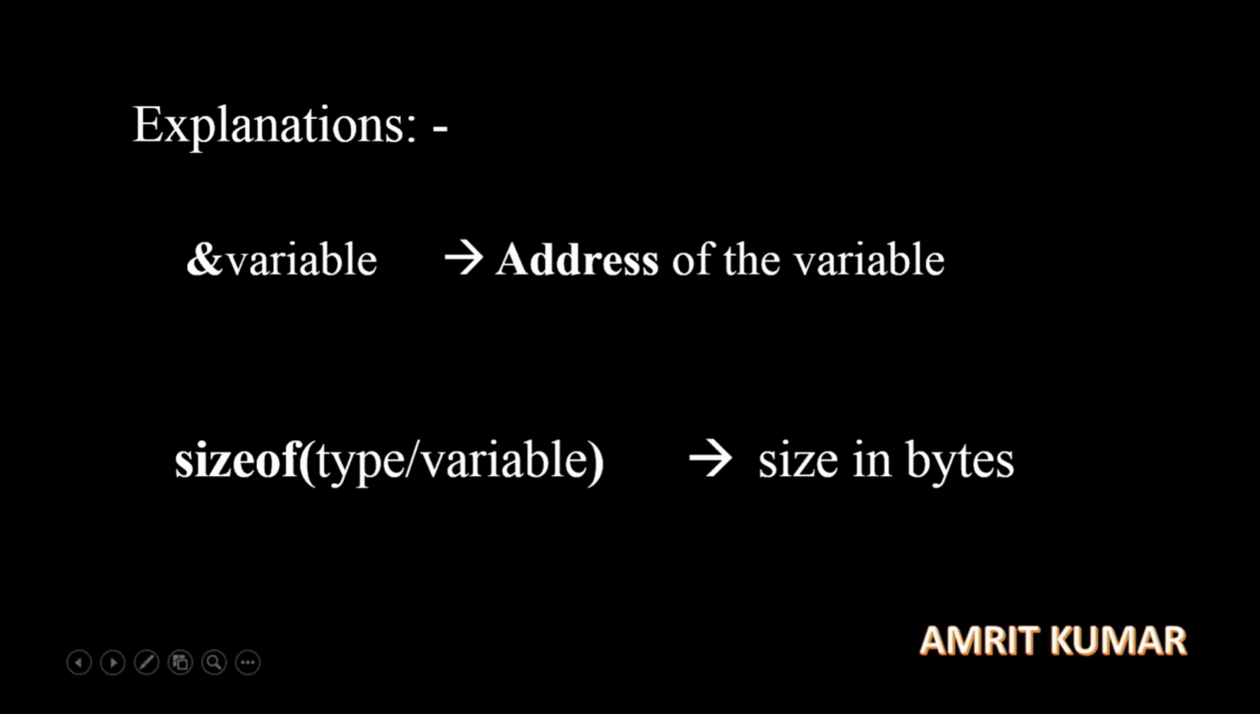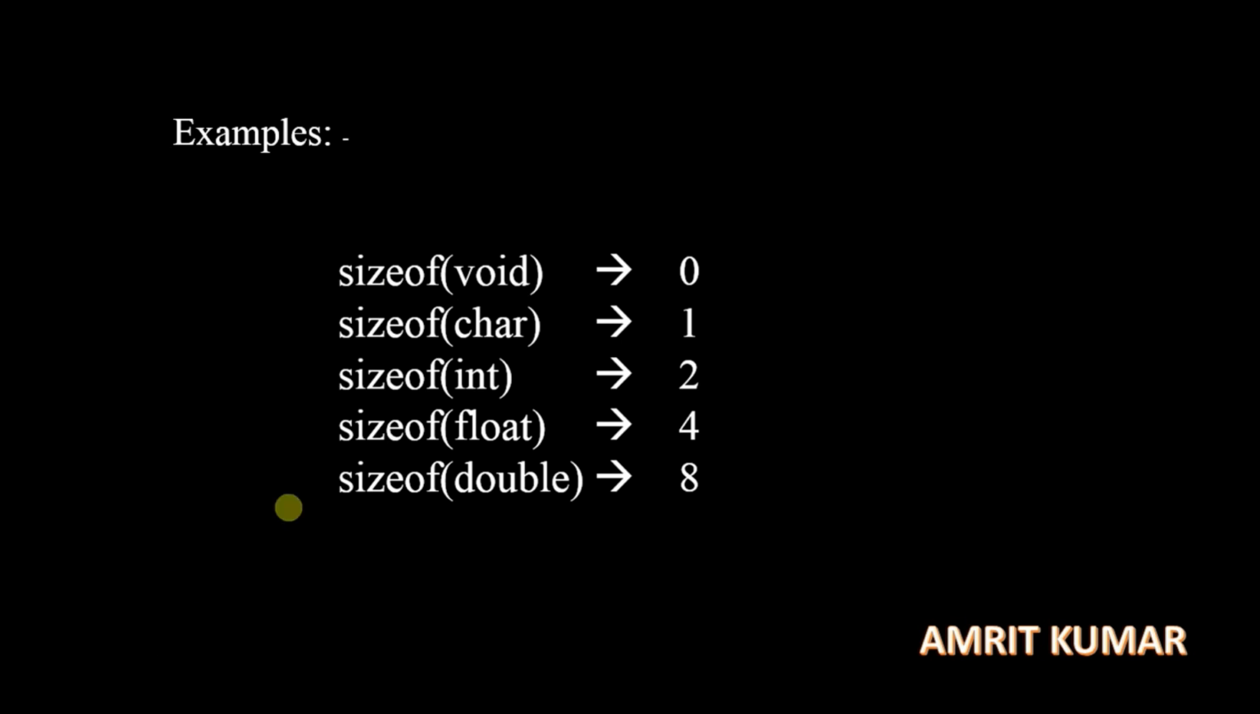Now moving on to some examples where we are using the sizeof operator, whose work is to determine the size. We are passing void in it, so void size is 0. Again, passing char in the parentheses, its size is 1 byte. Passing integer, the size is 2 bytes. Passing a float, its size will be 4 bytes, and double, its size will be 8 bytes.